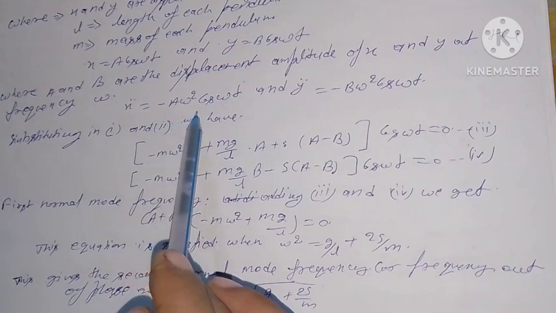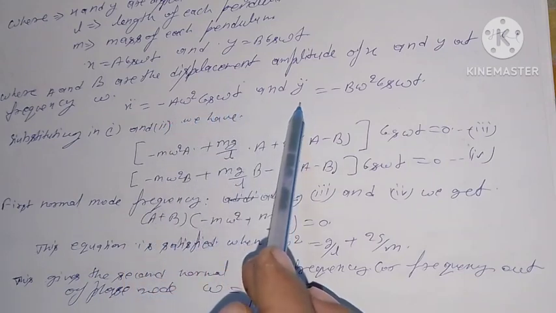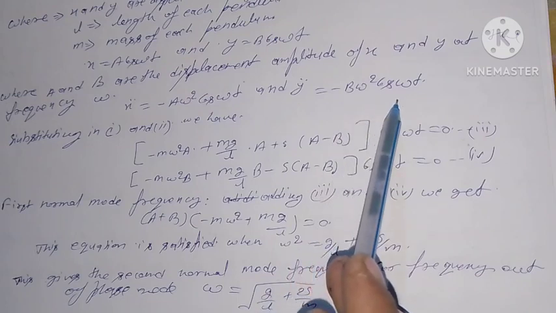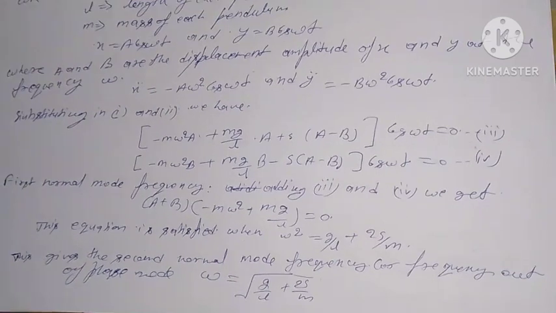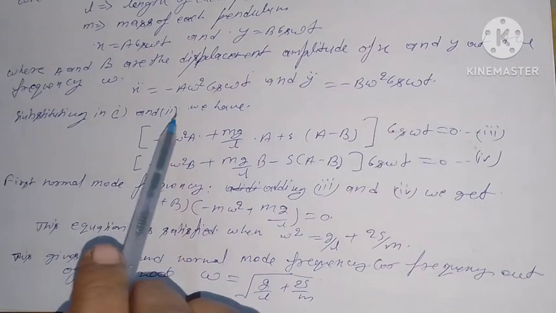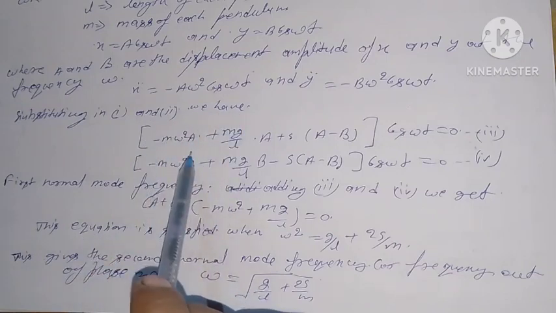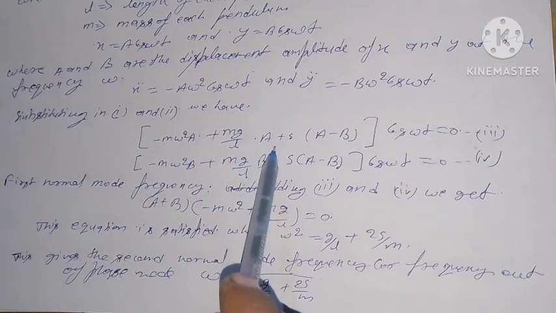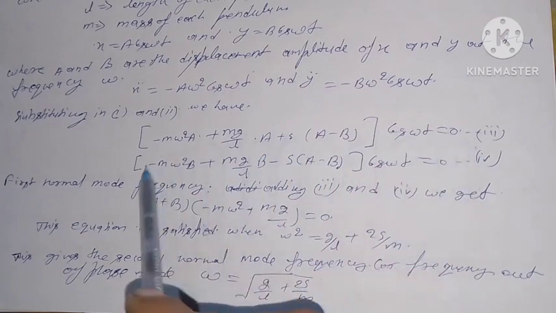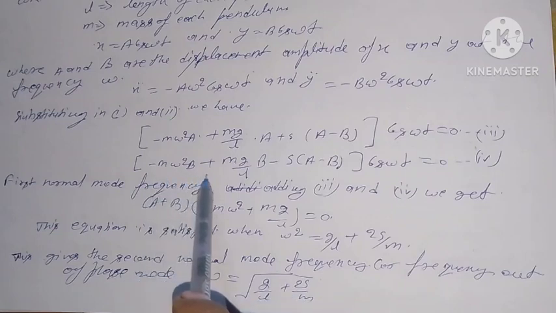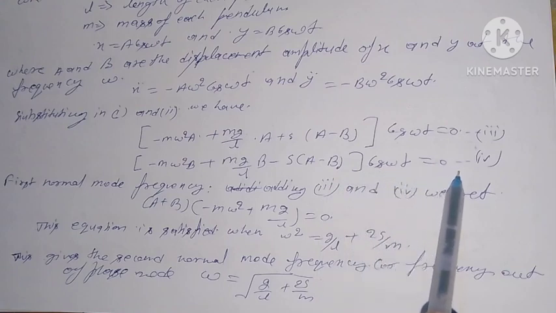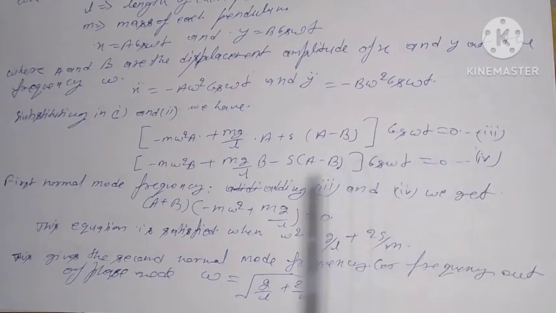The double derivative of x equals −aω² cos ωt, and the double derivative of y equals −bω² cos ωt. Substituting in equations 1 and 2, we have −mω²a + (mg/L)a + s(a − b) cos ωt = 0. Equation 3. And −mω²b + (mg/L)b − s(a − b) cos ωt = 0. This is equation number 4.